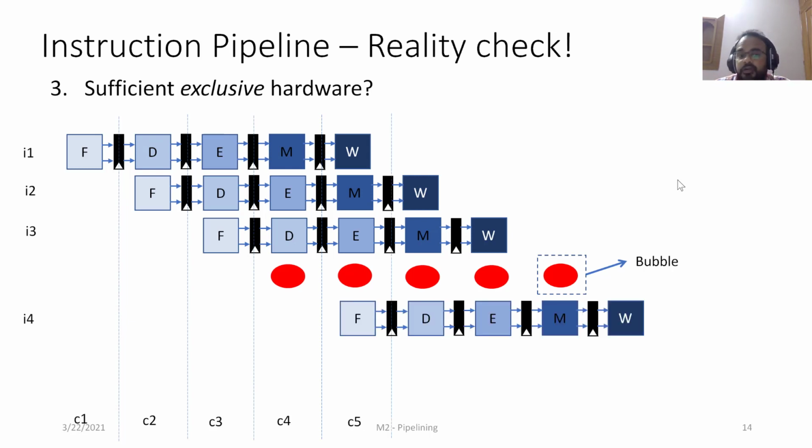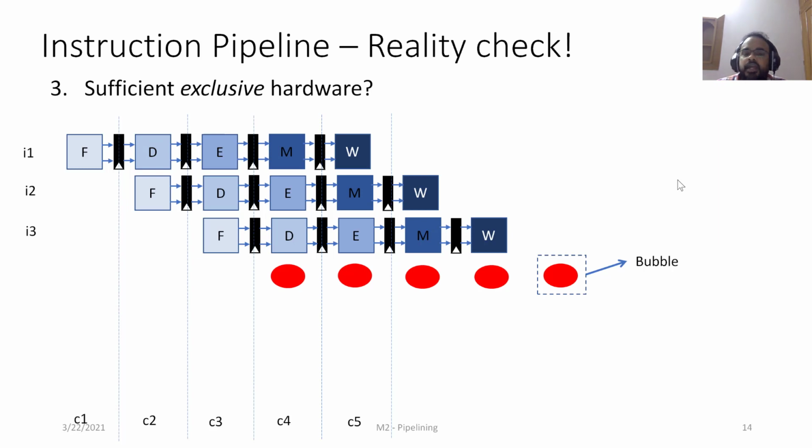Now can I fetch I4 in cycle 5? No, because I2 will be in the memory stage. So again I will introduce one other bubble. So even though you see 5 bubbles here, actually whatever we did not do in cycle 4 will be trickling down to the decode stage in cycle 5, trickling down to the execute and memory access and write back. So that's why we see 5 dots or 5 bubbles. Basically it will reflect as one cycle of no work.